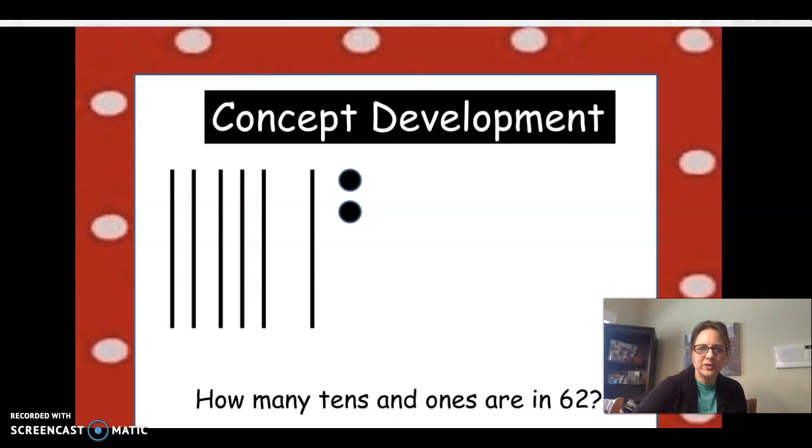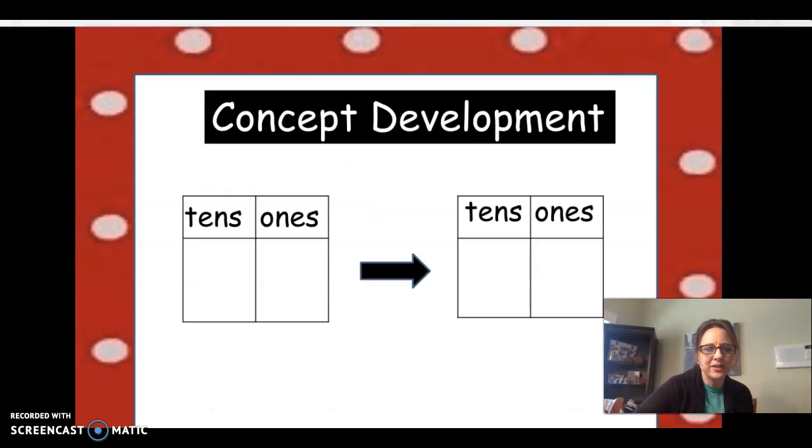Okay, so let's take a look at this number that we see. It is the number 62 in tens and ones. So what I want you to tell me is how many tens are in the number 62. Can you guess it? Let's take a look at our place value chart and see if we can figure that out. So there were 6 tens in the number 62. If you said 6, you were correct. 6 tens were in the number 62, and there were 2 ones in 62.